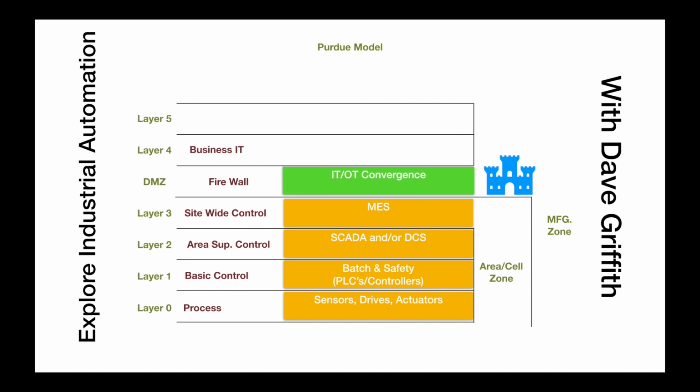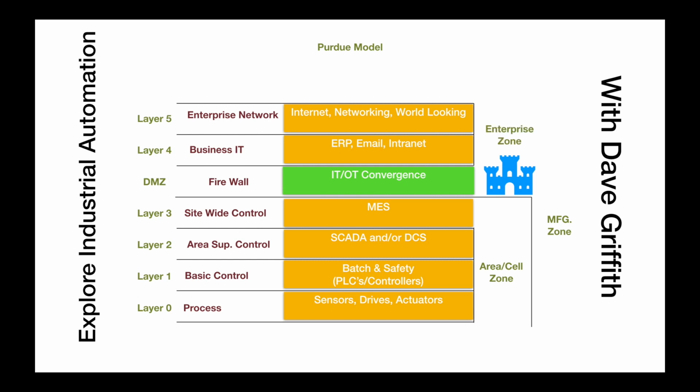Layer 4 is your business and IT section, and that's going to be your ERP, your email, your intranet. Layer 5 is going to be your enterprise networks, such as your internet, connected to the internet, your networking. It's going to be all of your world-looking layer. And layers 4 and 5, built on top of each other, are the enterprise zone.